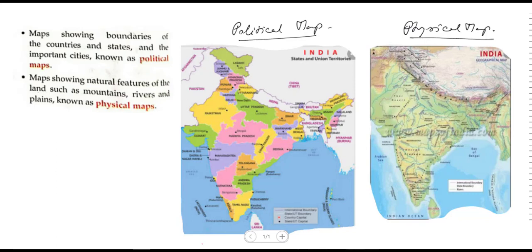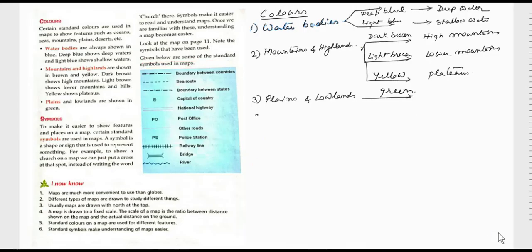Now there are different colors in maps. For water bodies, deep blue represents deep water, light blue represents shallow water. For mountains and highlands, dark brown represents high mountains, light brown lower mountains, and yellow represents the plateaus. And for plains and lowlands, they are of green color.